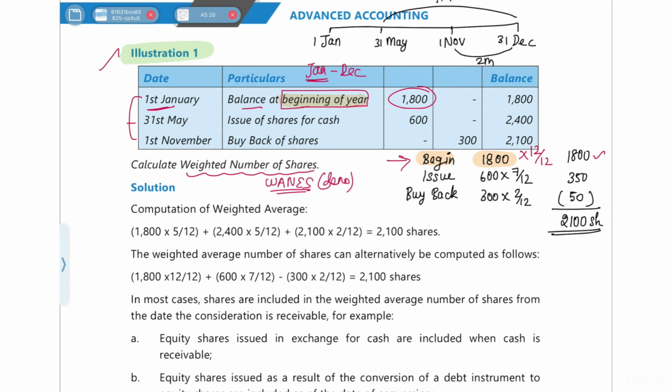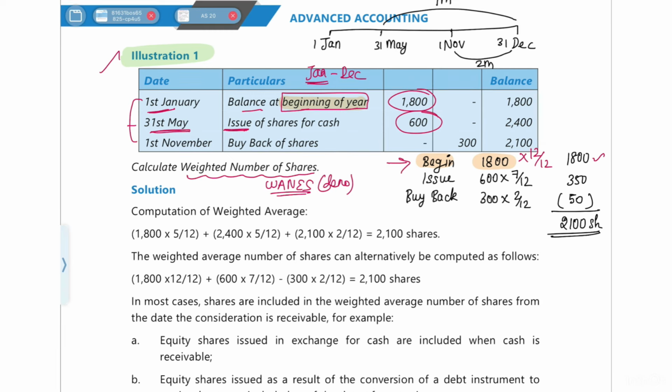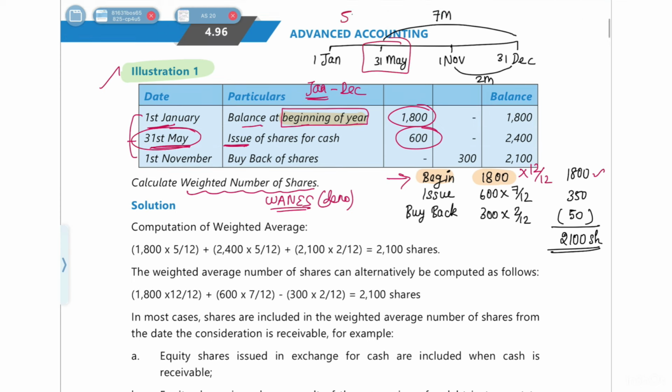Next is 31st May, they have issued some shares. On 31st May, they have issued around 600 shares for cash. Here you have to see at which month they have issued. They have issued it at the end of May. Already 5 months have passed from January to May, and only 7 months are left in the year. So 600 shares multiplied by 7 months divided by 12 months, which is 350 shares.